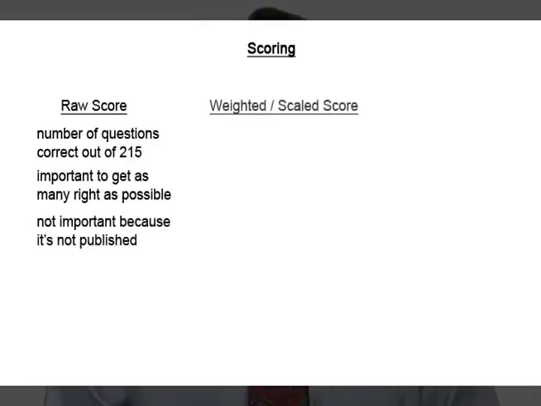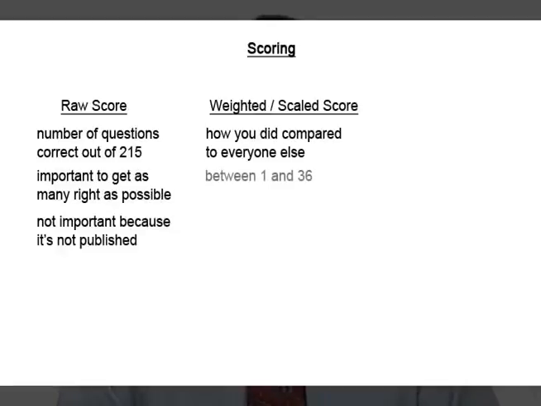So the scaled score is how you did compared with everybody else. If you got 215 correct out of 215, you did very well. If you got 5 right and everybody else only got 4 right, you still did very well. So neither one of those is very likely to happen, but it illustrates the point. The scaled score is the one that's published, and that will be between a 1 and a 36. And what that does is take the infamous curve, and it ranks everybody, gives you percentile rankings within that curve, and then they divide that curve up between 1 and 36. So you have 36 different percentiles within the curve of the people who took the exam on that particular day.